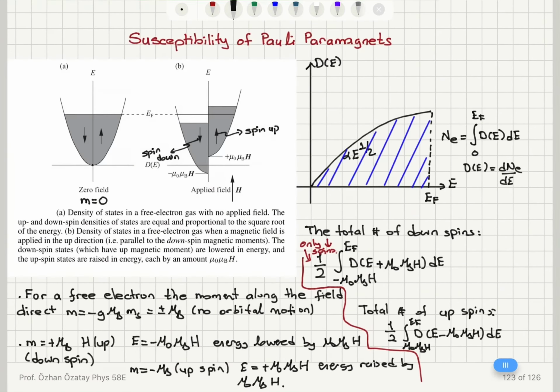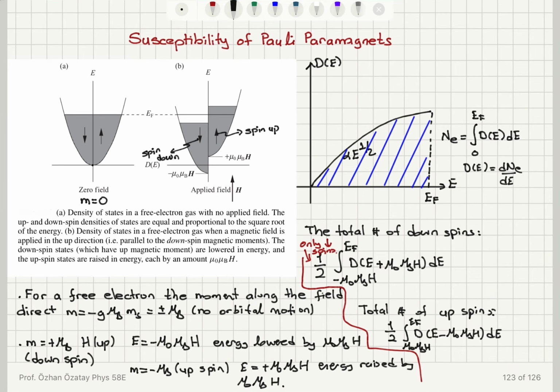Okay, so in summary, we talked about susceptibility for Pauli paramagnets. We know the density of states as a function of energy. And if you look at the area under the density of states as a function of energy curve, that gives you the number of electrons. So when we apply a magnetic field, there will be energy splitting for spin up and spin down electrons, such that moments that are pointing in the direction of the applied field will have a lowered energy. So down spins will have a lowered energy, and up spins or down moments will have a higher energy.